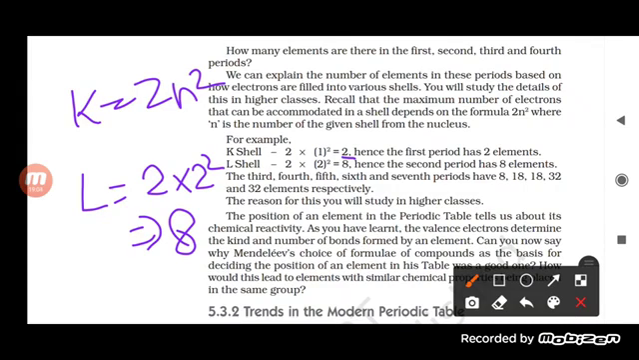Talking about the third, fourth, fifth, sixth and seventh periods. The third has 8 electrons, the fourth has 18, the fifth is also 18, the sixth is 32, and the seventh period is also 32. How the number of electrons becomes this, we will study in the higher section.